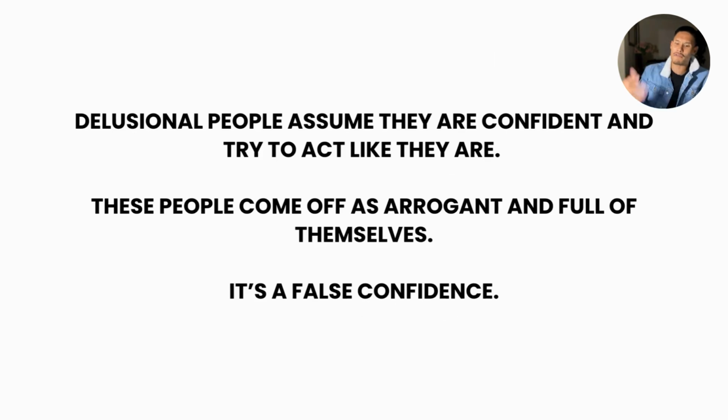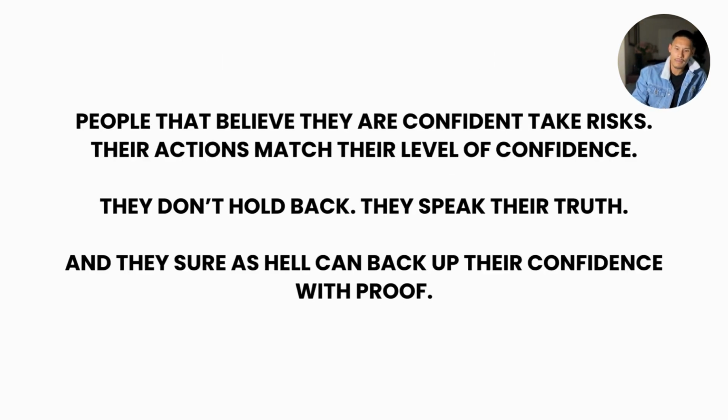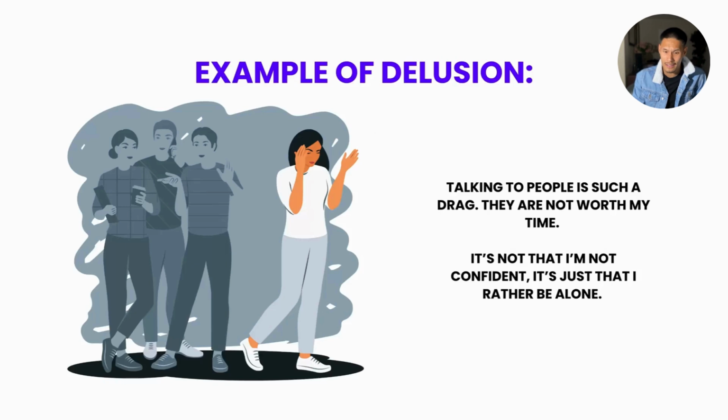So delusion is a false confidence. People that believe they are confident take risks. Their actions match their level of confidence. They don't hold back, they speak their truth. And they sure as hell can back up the confidence with proof. That's what confidence is. That's what belief is. They're going to back it up and they're going to try to make sure that their actions match and align.